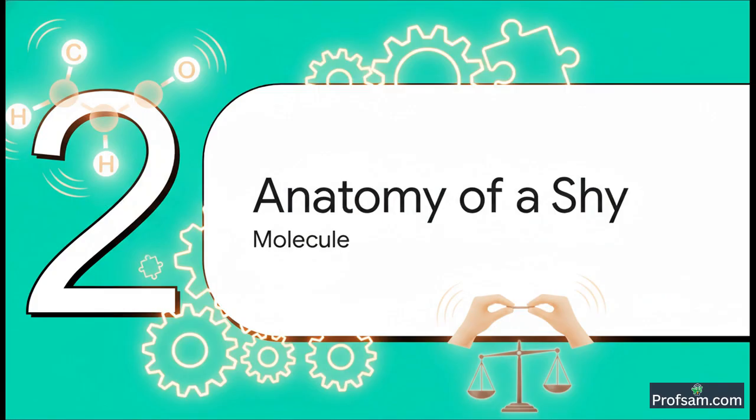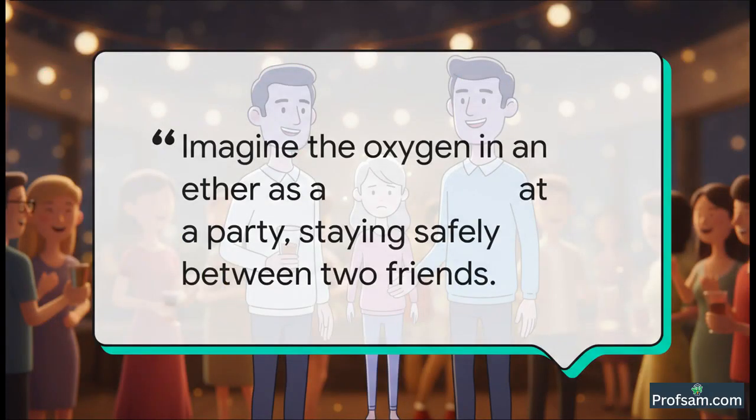To understand this, let's build a very simple mental picture. We're going to use an analogy that will make this concept crystal clear for you. I want you to imagine the oxygen atom in an ether as a very shy person at a party. You know the type. They don't want to talk to anyone new. They don't want to interact. So what does this person do? They find their two best, most protective friends, and they stand right in between them for safety.